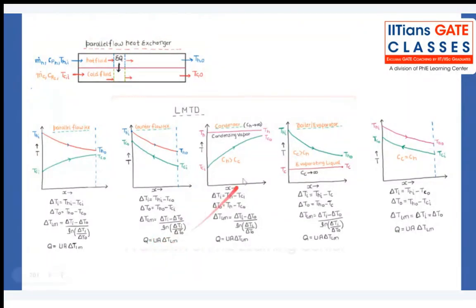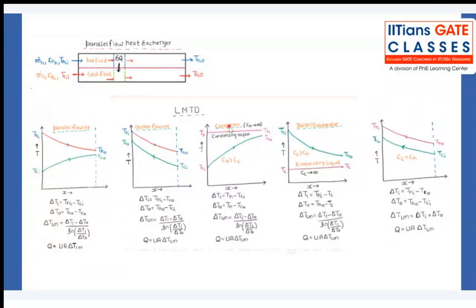There is another category of problem. See here, in the earlier cases, none of the fluids was undergoing a phase change. When I say phase change, that is a change from liquid to vapor or that kind of phenomenon. In those cases, both were probably liquid or both were gases. But here, what is happening? One might be liquid and another might be undergoing a phase transformation.